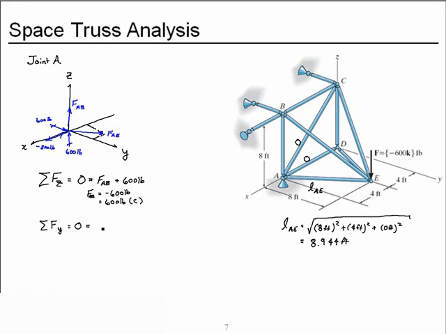So in the y direction, we take the positive y-axis as positive for the summation. We have the 600-pound reaction at A, and we have this portion of the force vector. So we get 8 over 8.944 times the force in member AE. Those are the only contributors. So the force in member AE is a negative 671 pounds, which means it is 671 pounds compression, because we drew it pulling on joint A, and that implies tension.